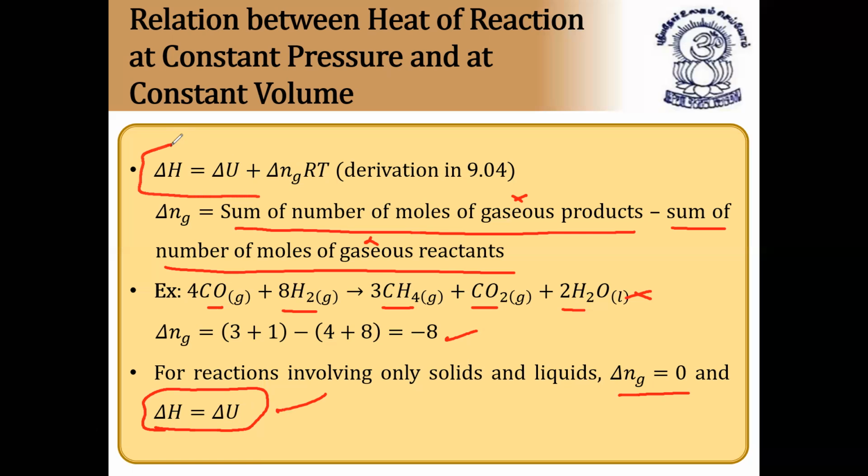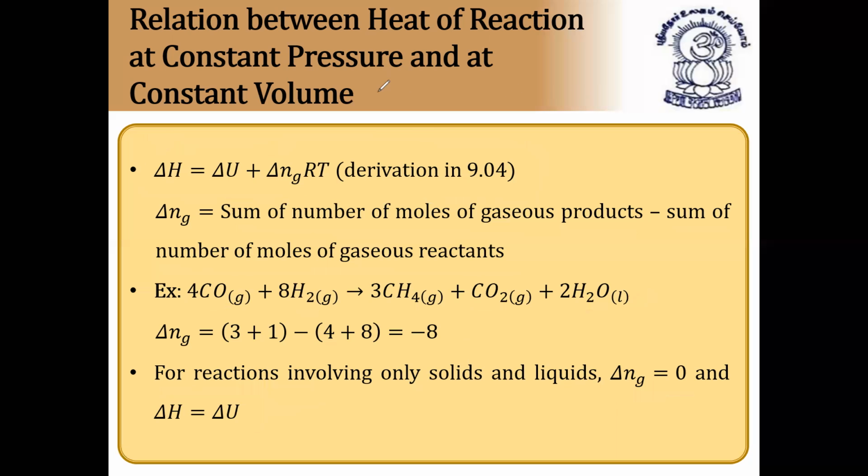This we derived in the previous session only, that is 9.4. Based on this, definitely you'll get numericals. What is delta H? Heat of reaction at constant pressure. What is delta U? Heat of reaction at constant volume. So heat of reaction at constant pressure and heat of reaction at constant volume. I hope it is clear.